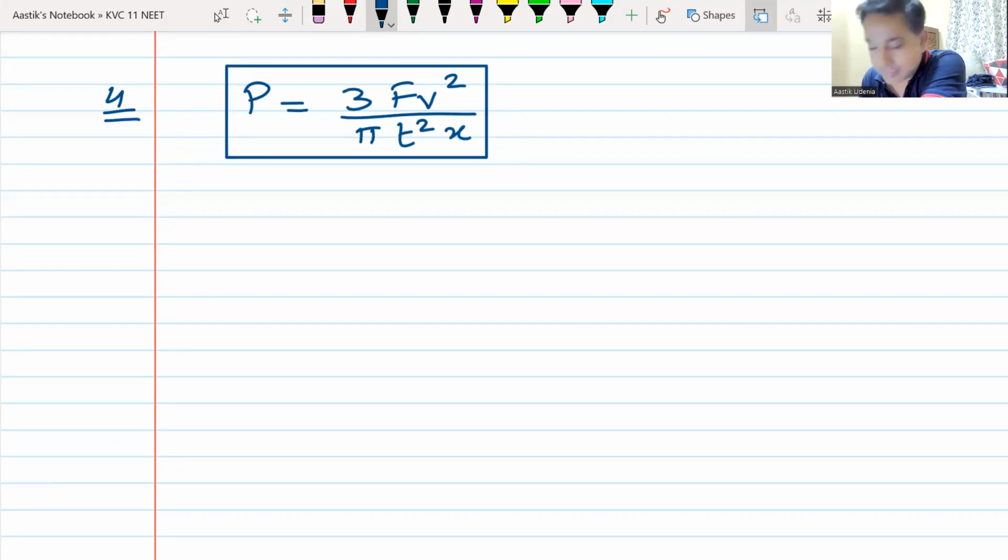F is force, V is velocity, T is time, X is distance. And 3 and pi are numbers. "What are you, sir? You have gone mad, sir. You don't know 3 and pi are numbers, sir." Okay, sir. So, this question now comes to you.